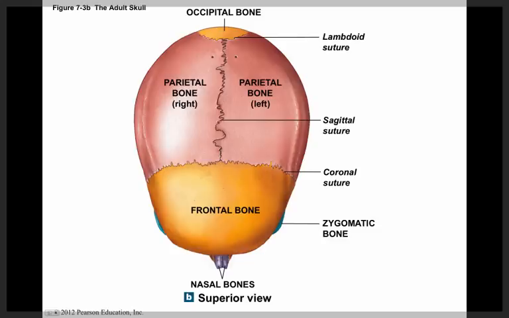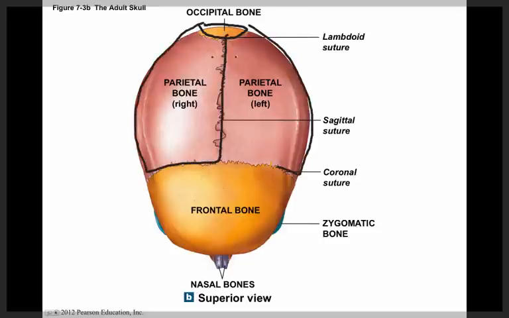From a superior view, we can see the occipital bone again, just a little bit of it. We can also see the parietal bones, the larger superior portion of them. And we can also see a bone on the anterior part of the skull that's called the frontal bone. So your forehead is part of the frontal bone.